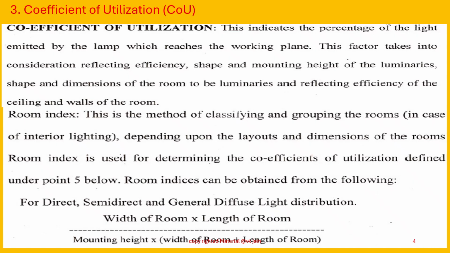Friends, the third factor is coefficient of utilization, normally written as COU. This coefficient of utilization indicates the percentage of light emitted by the lamp which reaches the working plane. This factor takes into consideration reflecting efficiency, shape, and mounting height of the luminaires, shape and dimensions of the room to the luminaire, and reflecting efficiency of the ceiling and walls of the room.